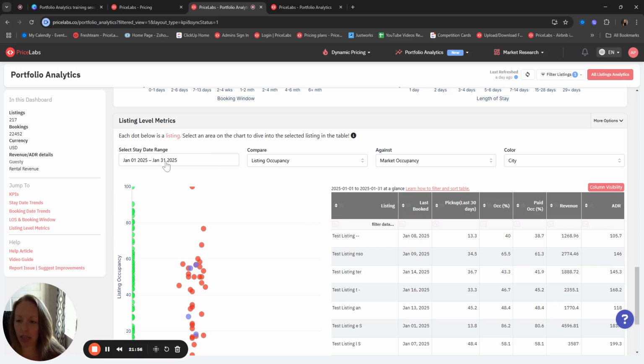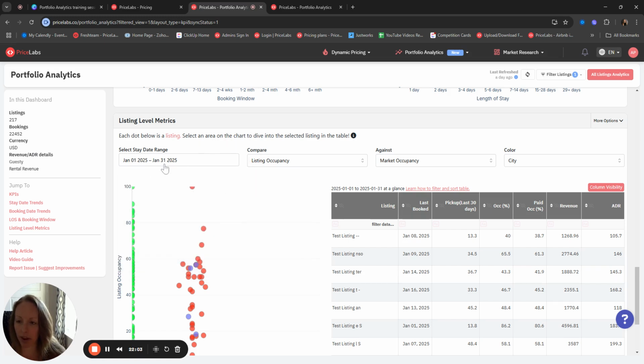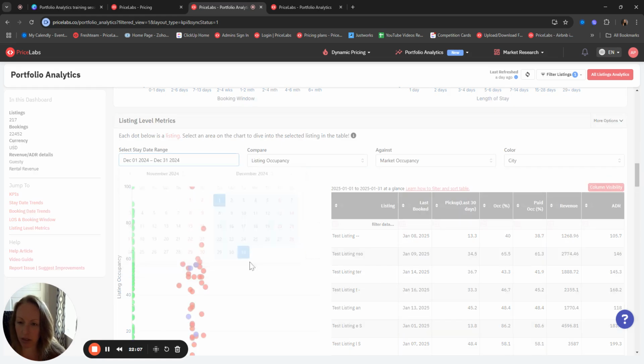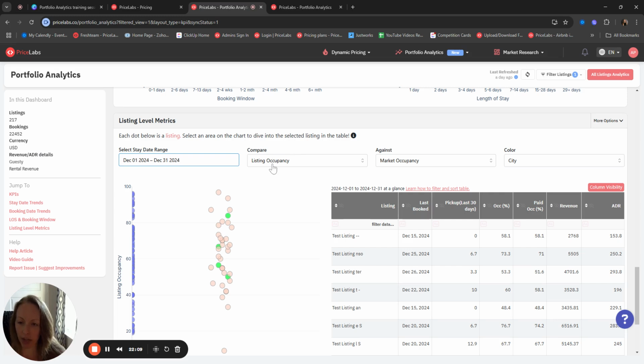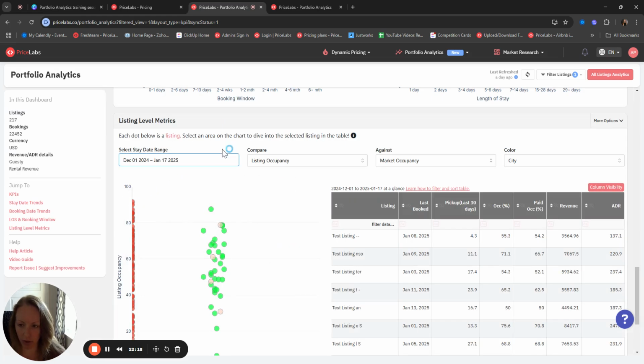And you can custom select your day range here again. And you can compare. So let's actually look at last month. And you can compare 2 different KPIs. And actually, let's do last month through today. Last month. There we go. December 1st through January 17th. And you want to look at listing occupancy.